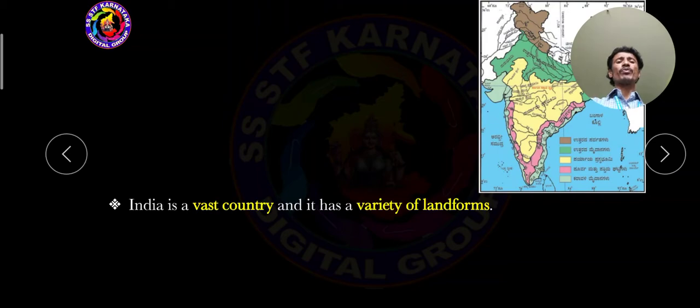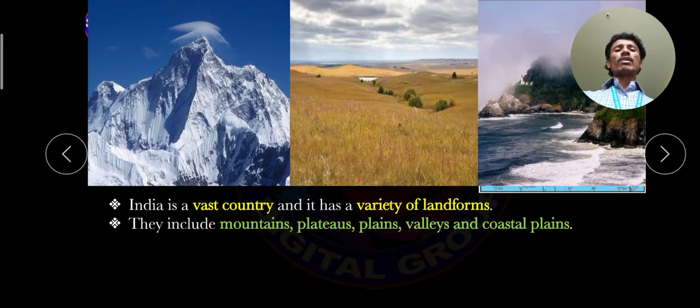So dear students, India is a vast country and it has a variety of landforms. It means India is a large country, it consists of a variety of landforms. Landforms we know about: the mountains, valleys, hill stations, etc. See here, what do they include? The variety of landforms includes mountains, plateaus, plains, valleys and coastal plains. So this is what we should consider for the variety of the landforms.